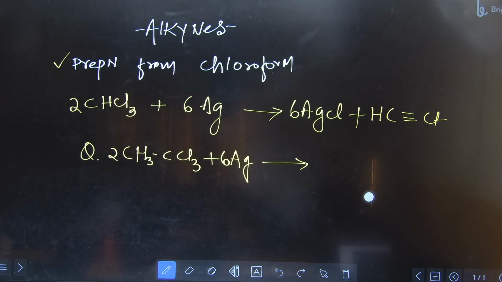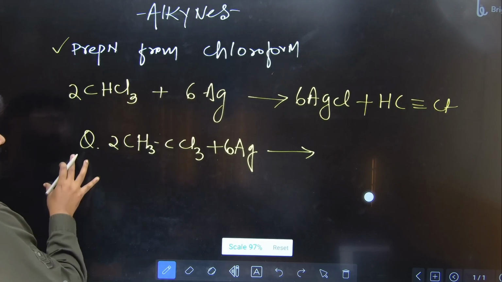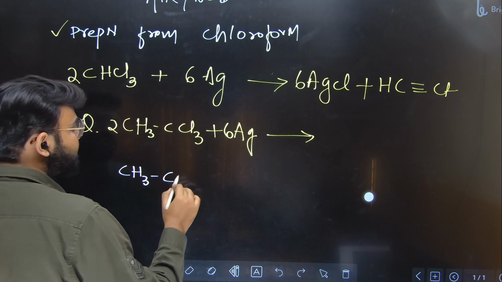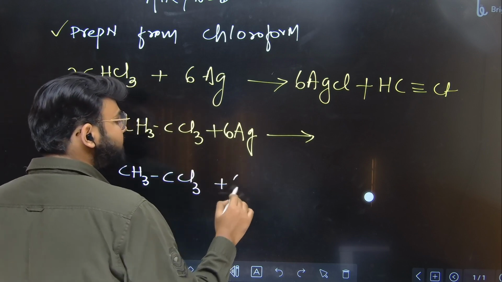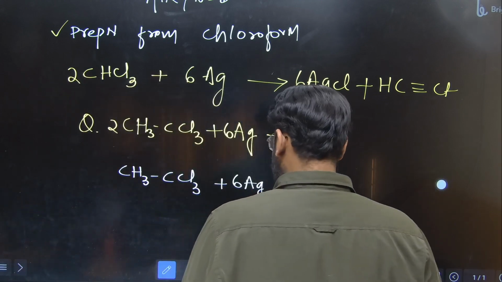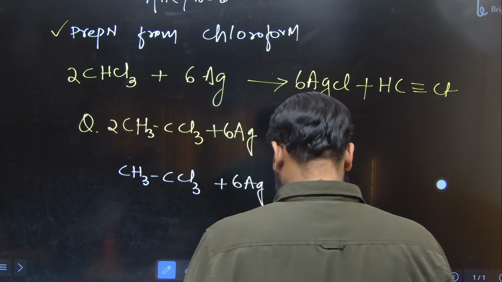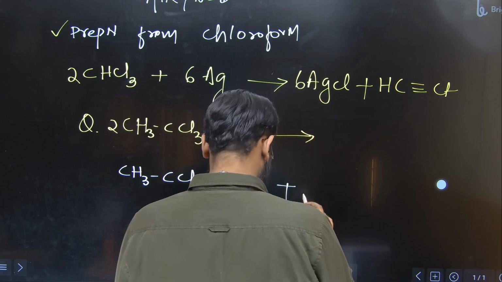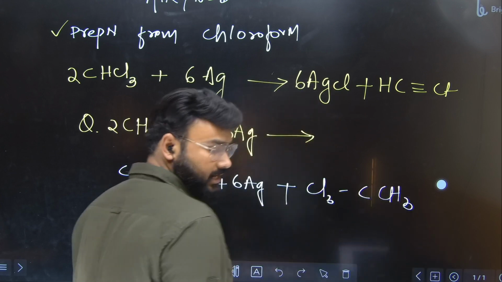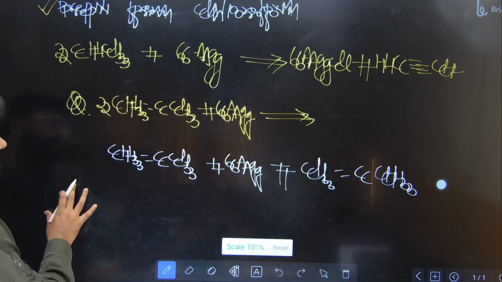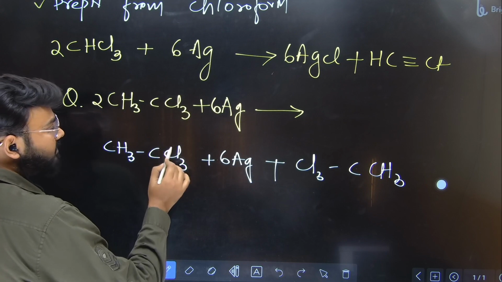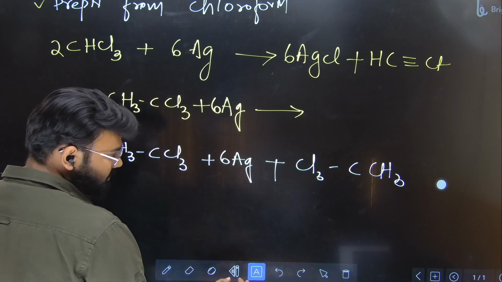So what will happen now? Can we write the whole setup like this? We can write it like this: CH3, CCl3. In between you put 6 Ag, and again you write this one, guys. So you can write it like this: Cl3, CCH3. Can everyone see this? So what's going to happen, guys? Understand? You will remove this chlorine with silver. Guys, pay attention to this.